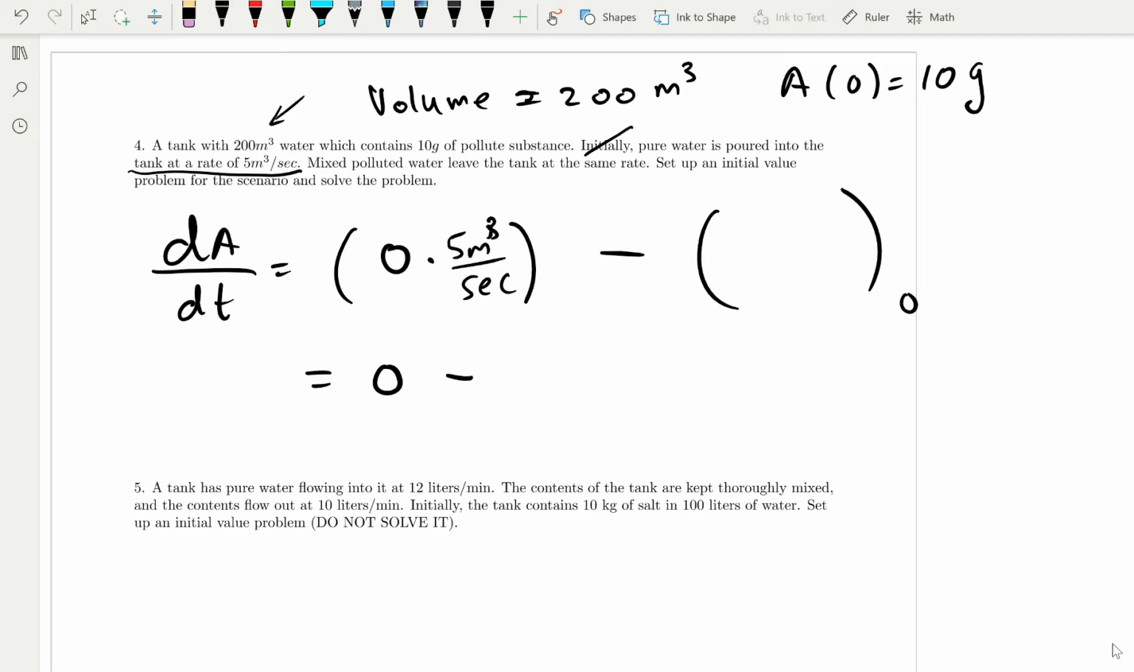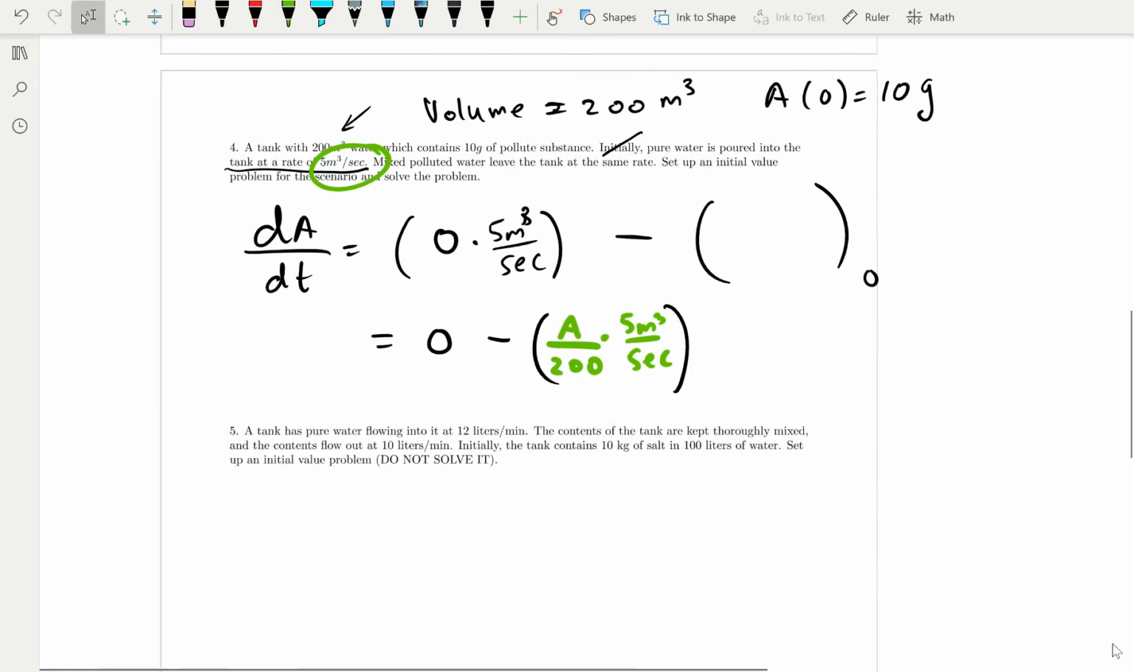Alright, even though there's no pollutant coming into the tank, outflow is still important, because you still have pollute substance in the tank, right? So it's going to go out, but we don't know how much is going to go out, or how it's changing. Because the pollute substance is changing, we don't know the amount. To make it concentration, you divide by 200, right? To make it the outflow, you multiply by the rate. So the rate that goes out is 5 meter cube per second. All right, so that's the differential equation.